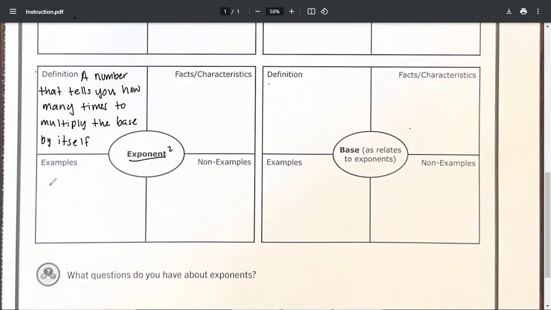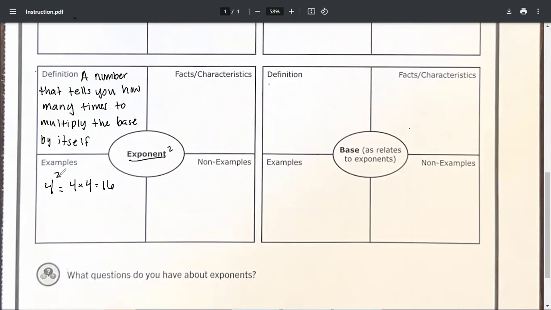Okay. For example, if I have 4 to the second power, 4 is my base, 2 is my exponent. That exponent is telling me to multiply the 4 two times. So it's not 4 times 2. That's wrong. This will actually equal 4 times 4. I used the 4 two times, which will equal 16. Okay. And this is true for as high as this exponent goes.